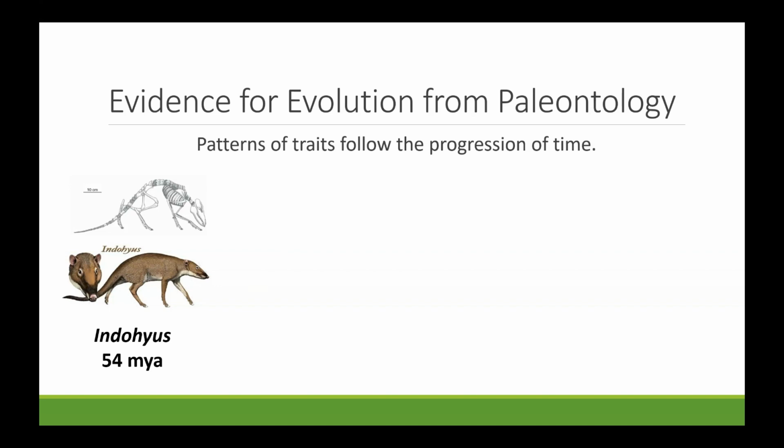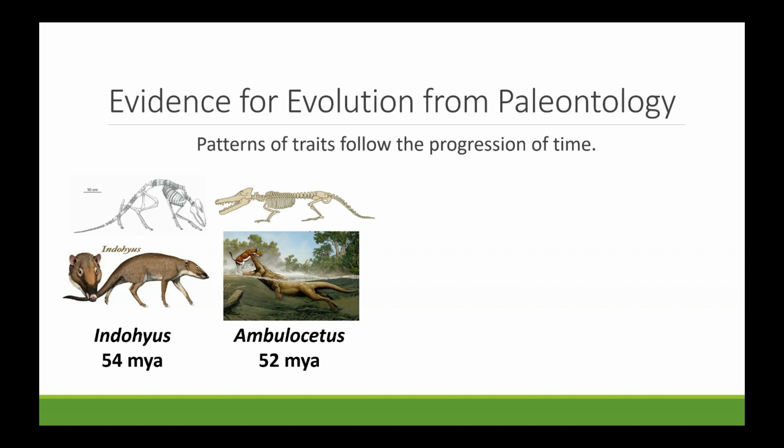Now, this finding married well with another discovery that had been made some 15 years ago, back in 1992, of an organism that was named Ambulocetus, which literally means walking whale. These fossils dated to 52 million years ago, so slightly more recent in time than Indohyus. And Ambulocetus had a middle ear bone that looked a lot like the middle ear bone of Indohyus.